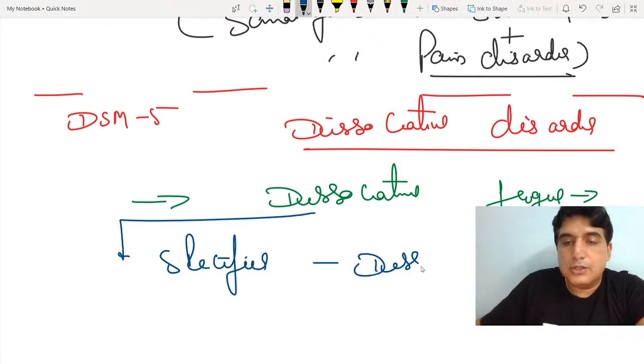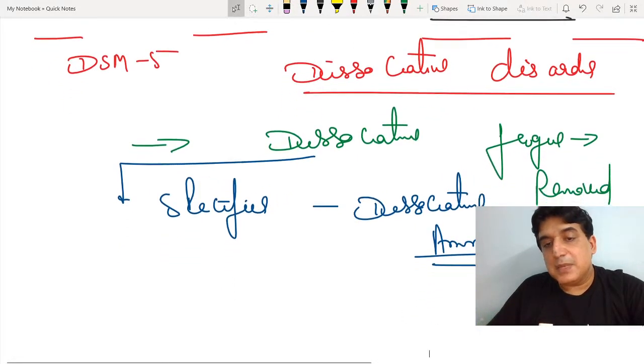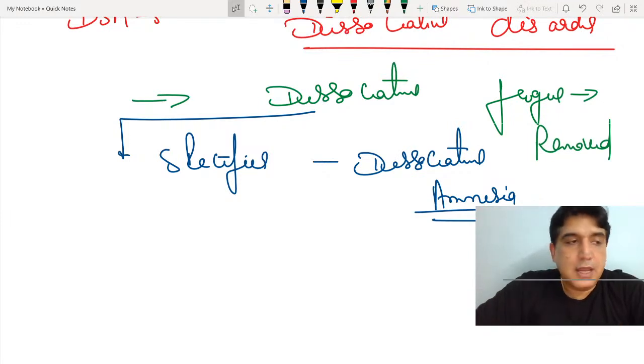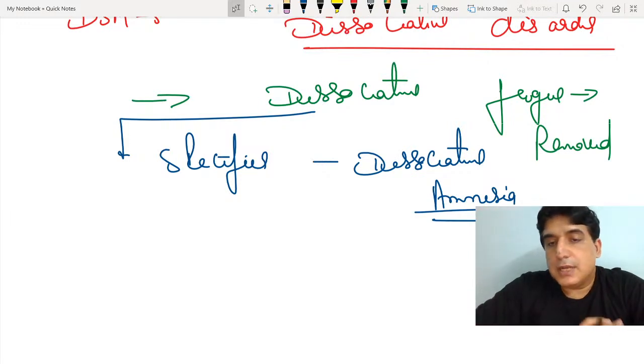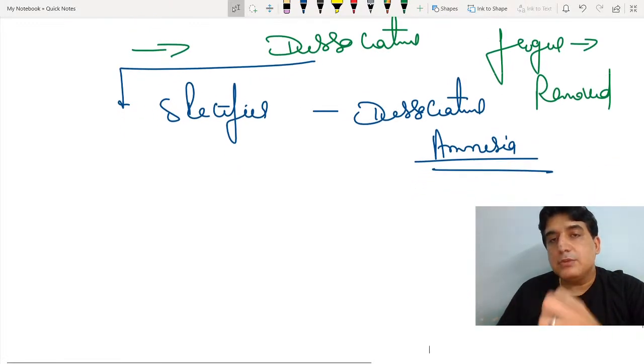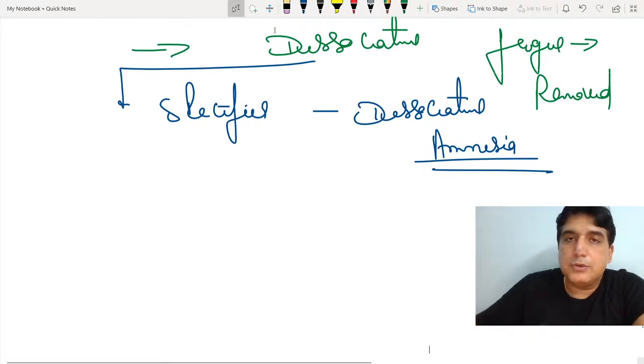in dissociative amnesia. So we use dissociative fugue as a specifier. Before we had a separate category of dissociative fugue, this has been removed because these cases are very rare, and now we are using dissociative amnesia. Under dissociative amnesia we use dissociative fugue as a specifier. Okay, that you should know.